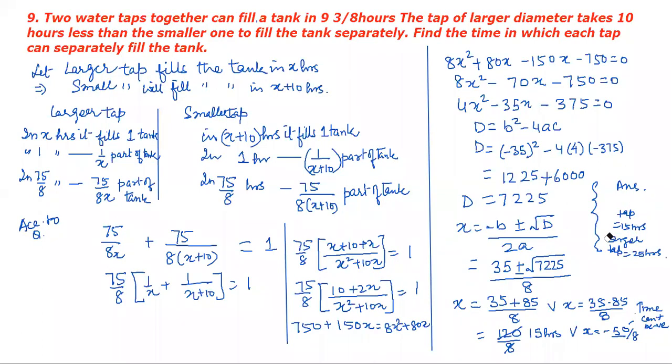Here I should write larger, and here it should be smaller. The smaller tap will take more time. So the larger tap will take 15 hours and the smaller tap will take only 25 hours to fill the whole tank. And this side we are getting a negative answer, and that we will be neglecting because time can never be negative.